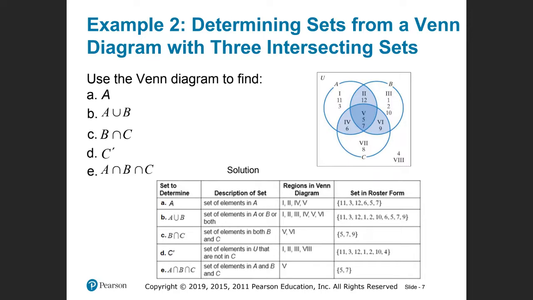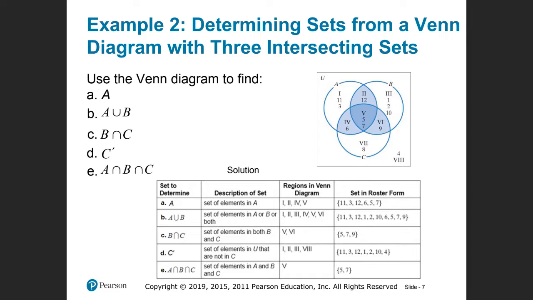Okay, we do the same thing for A union B. These are the set of elements that are in A or B or both. Well, these are the regions 1, 2, 3, 4, 5, and 6. So listing the elements in roster form, we have 11, 3, 12, 1, 2, 10, 6, 7, sorry, I missed 5, 5, 7, 9. And we do this for each of these.